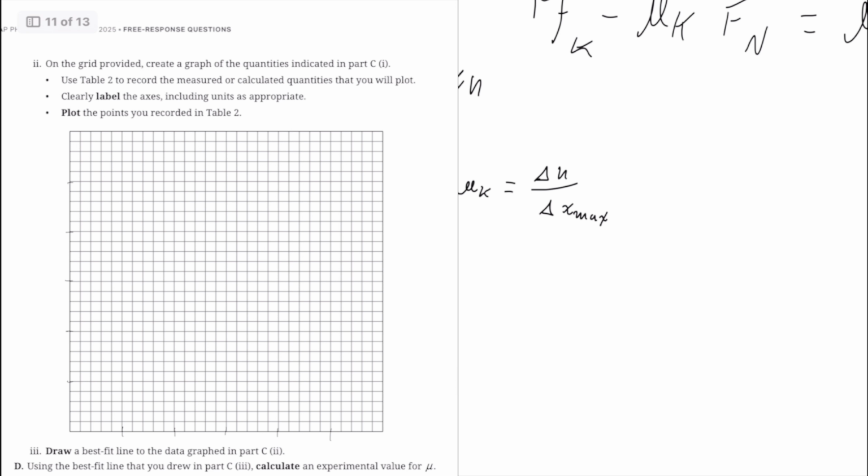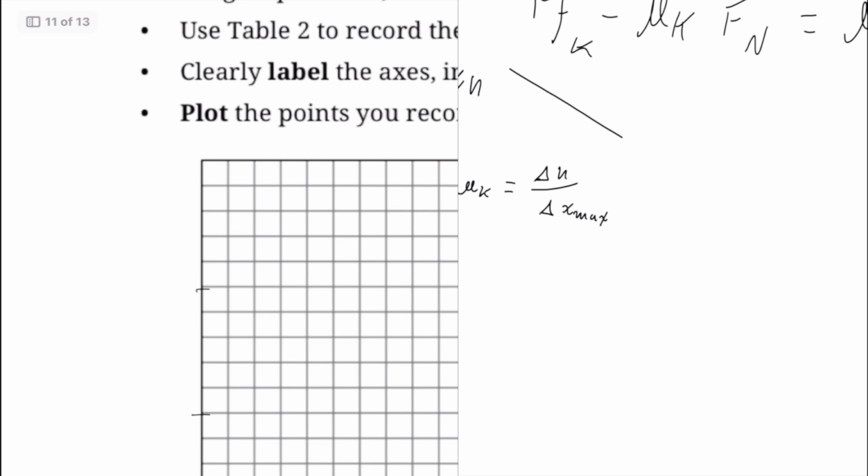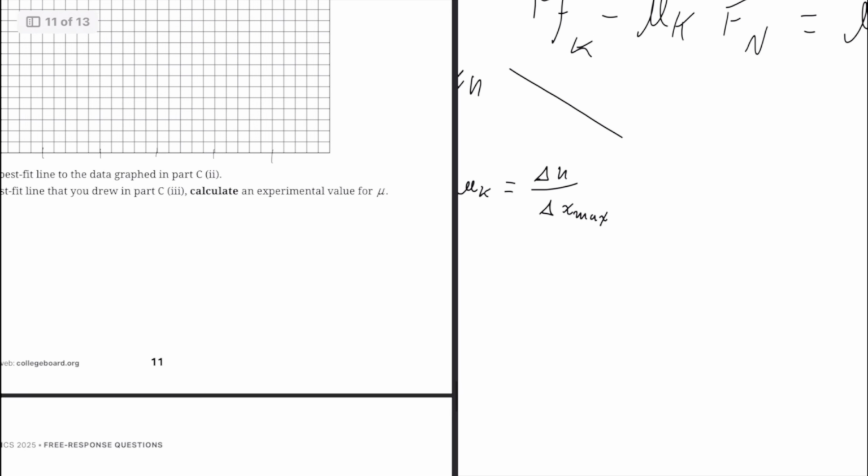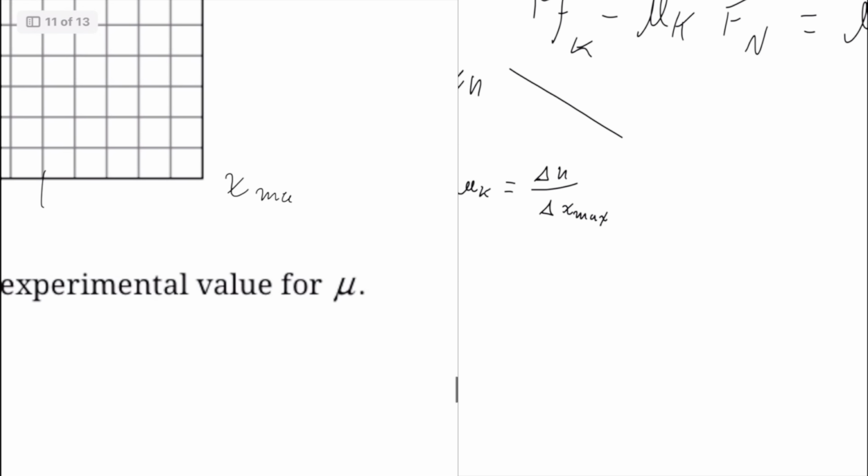So now here we're going to do the actual part that came before part D. So on the grid provided, create a graph of the quantities indicated in part C1. Use table 2 blah, blah, blah. Basically, they're just telling you to graph. So this is what you need to do. It says clearly label your axes. Great, I'm going to do that. Did I? Okay. H, done. X max, done. Oh, meters.